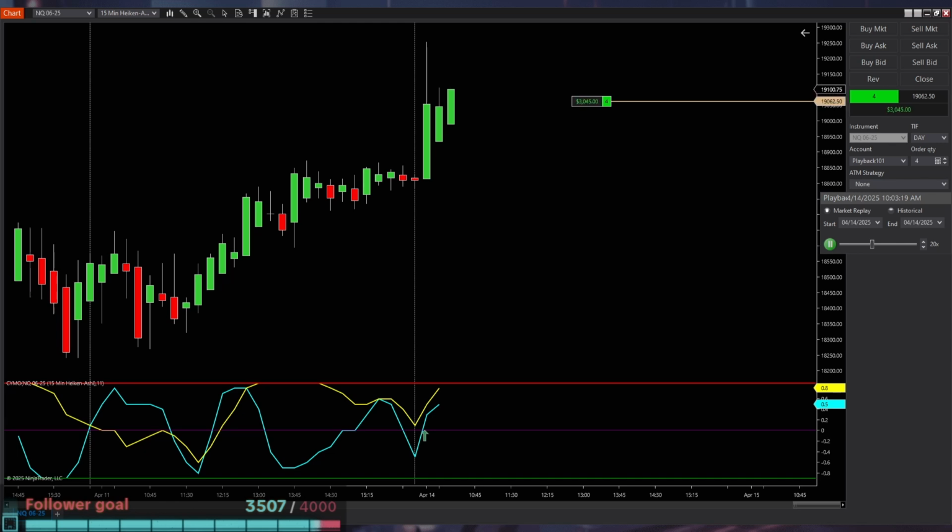Now, where does this trade end? This trade right here is going to end the moment that this cyan line right here reverses and crosses below the zero line right here. And the zero line is this purple line, okay? So keep an eye on it right there, and we'll see how it flows, okay?